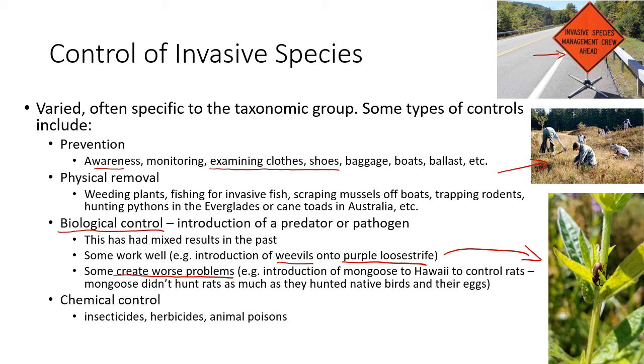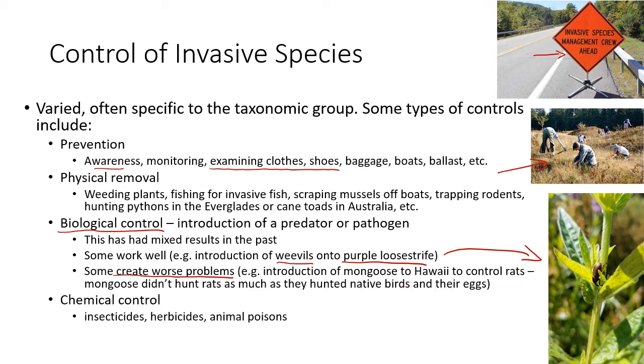For example, introducing mongoose to Hawaii to control rats. Rats were and remain a huge problem on the island of Hawaii. They primarily eat bird eggs and some of the rare insects on Hawaii. You introduce the mongoose to control the rats, and everybody thinks it's a great idea, but the problem is that the rats are nocturnal and the mongoose are diurnal, so they're not out at the same time, and the mongoose are just predating on the birds anyway, eating the birds and their eggs instead. So you create an even worse problem.